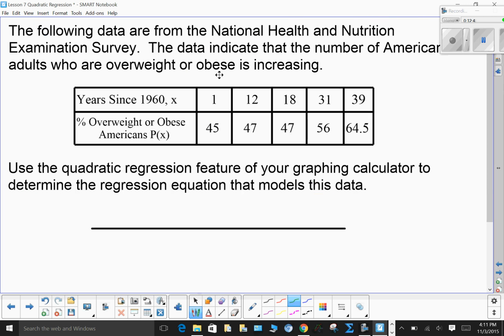If we have the following data from the National Health and Nutrition Examination Survey about the adults who are overweight or obese is increasing. These are the years since 1960. We want to use quadratic regression. Pause the video and try figuring it out yourself, seeing if you get the right equation. Then when you're done, unpause the video and watch to see if you did the right things.